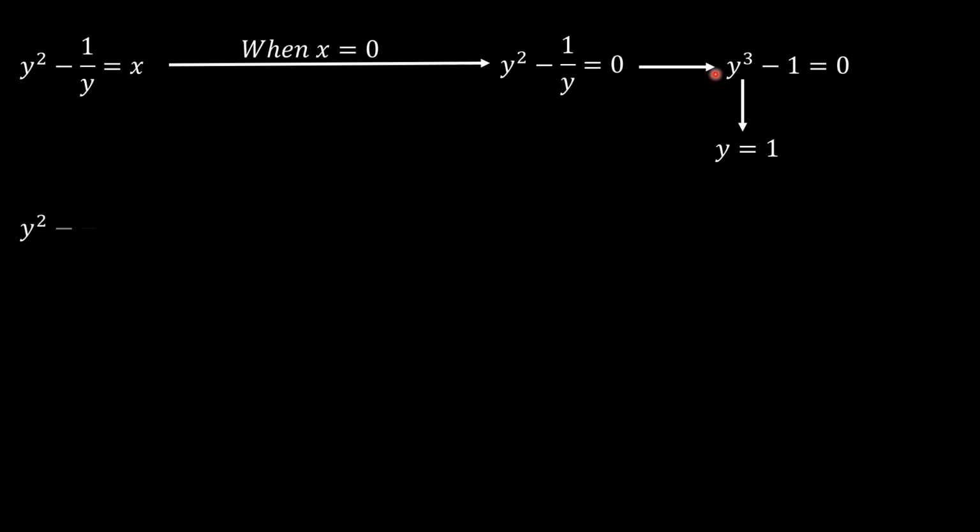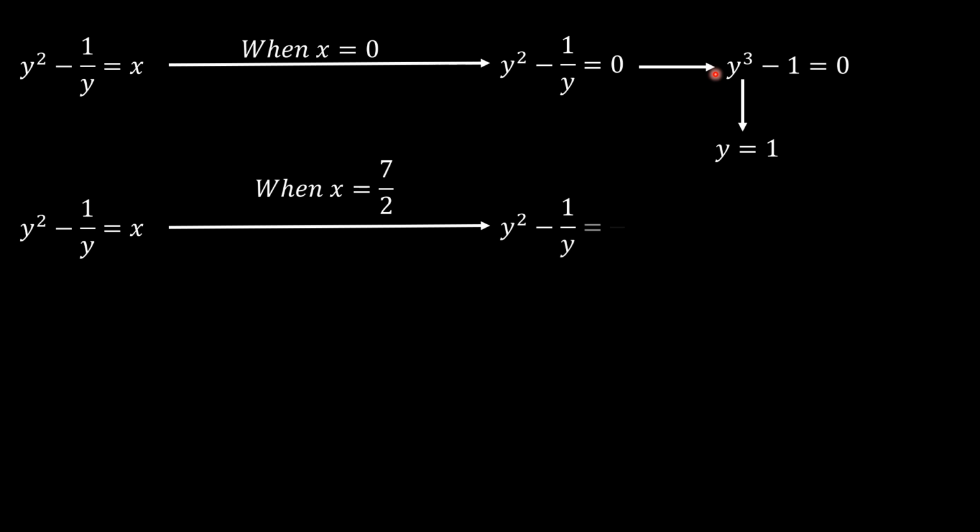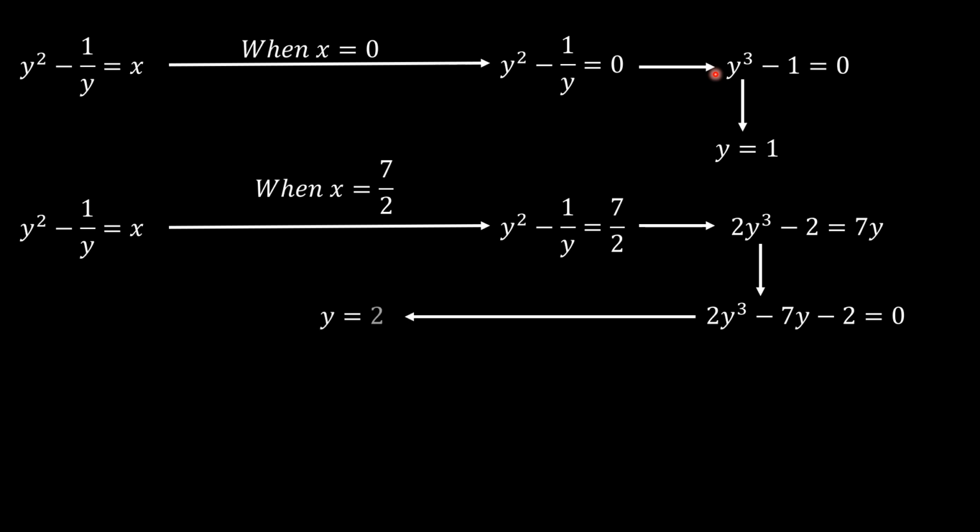Okay, and then when y squared minus 1 over y equals x as our initial point, it means that when x equals 7 over 2, that means y squared minus 1 over y equals 7 over 2. Multiply across by 2y, you get 2y cubed minus 2 equals 7y. And then when you rearrange that, we get 2y cubed minus 7y minus 2 equals 0. By trial and error, y equals 2 is the answer in the domain for which we're interested.